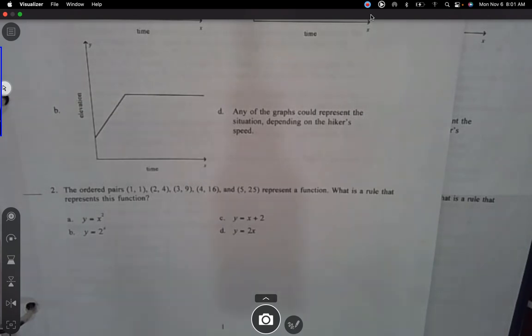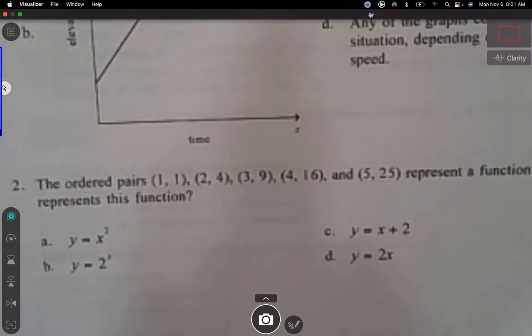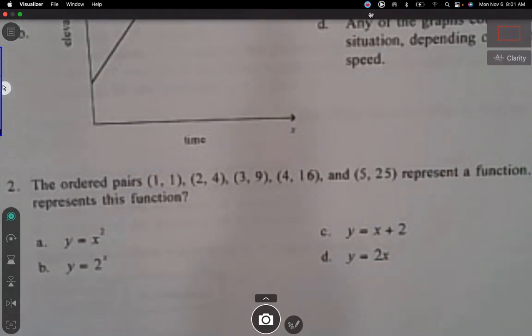Let me see if I can zoom in a little. That might be too much. Okay, so the first one, let's try. I'm going to plug in the x value. It says y equals x squared for my first one. But instead of writing x, what do I write? Instead of x, I would put 1 squared. What is 1 squared? 1. So that one works.